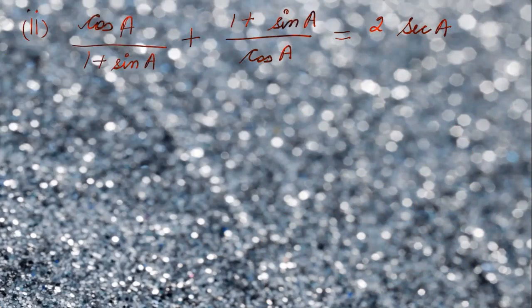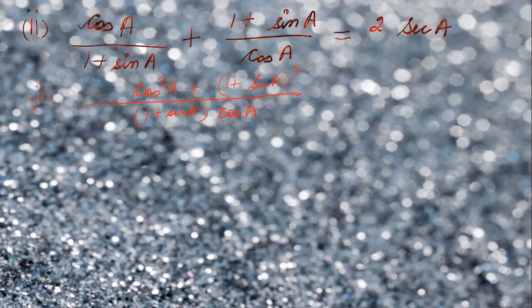Now the second part is cos A upon (1 plus sin A) plus (1 plus sin A) upon cos A. This we should get as 2 sec A. Now here take the LCM, it will be (1 plus sin A) cos A. Divided by 1 plus sin A, it will be cos A, and multiply by cos A, so it will be cos square A, plus divide (1 plus sin A) cos A by cos A, so it will be 1 plus sin A, and multiply by it, so it will be (1 plus sin A) whole square.